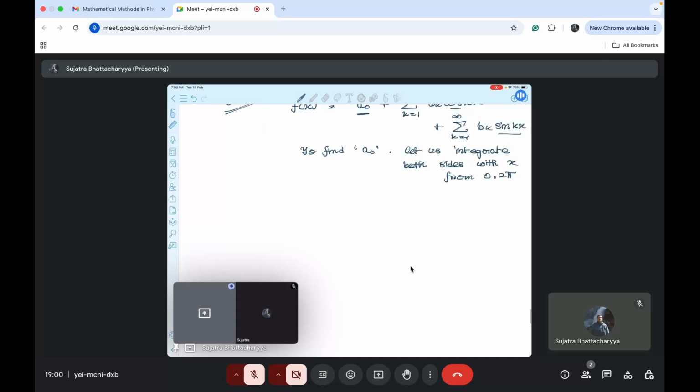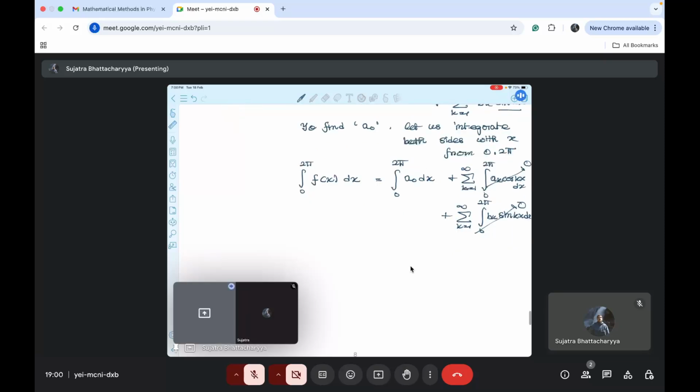Okay. So if you do this, your left side becomes the integral of f(x) dx from 0 to 2 pi. Right hand side becomes the integral of a naught dx from 0 to 2 pi. Summation, leave it as it is, it does not matter, k is equal to 1 to infinity, the integral from 0 to 2 pi of a_k cos kx dx, plus summation again k is equal to 1 to infinity, the integral from 0 to 2 pi of b_k sin kx dx. And we know that these will always be 0. Cos and sine integrals from 0 to 2 pi are always 0.